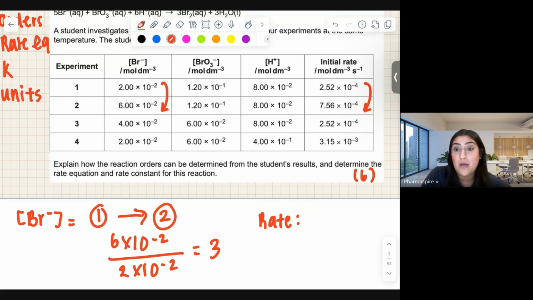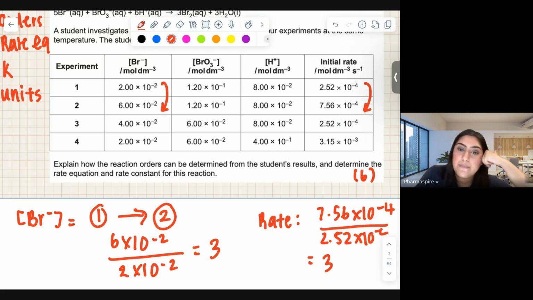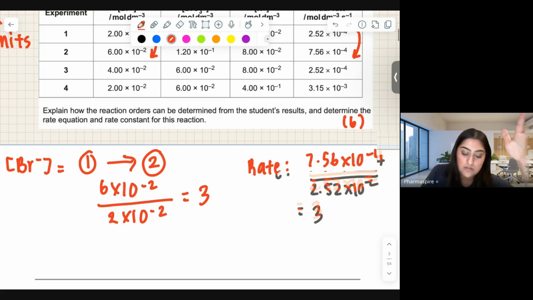Perfect. Okay. So if you didn't know how to do that, you just do 7.56 times 10 to the power minus 4 divided by 2.52 times 10 to the power minus 4, okay? That will give you 3. So what is the order if they're the same? Perfect. Yeah, first order. Really good. Okay, that's done. We've got 1 mark.